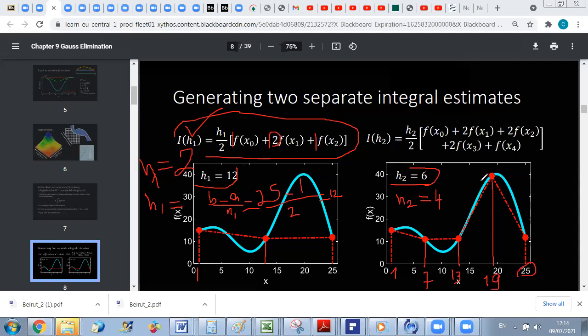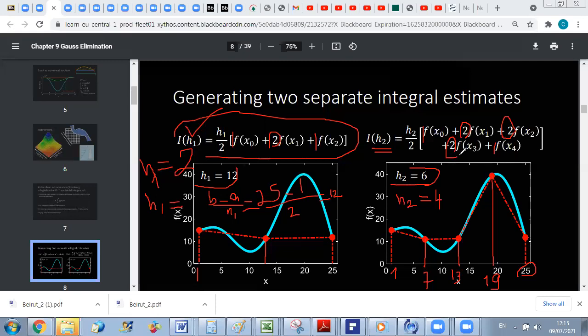And then now I am ready to use the same formula, but now with more points. Since I'm using a larger number of segments, the value of the integral obtained by taking a step size h2 is h2 over 2 times f(x0) plus 2f(x1) plus 2f(x2) plus 2f(x3) plus f(x4). So as usual, the extreme points have coefficients of 1, while all points in between have coefficients of 2.